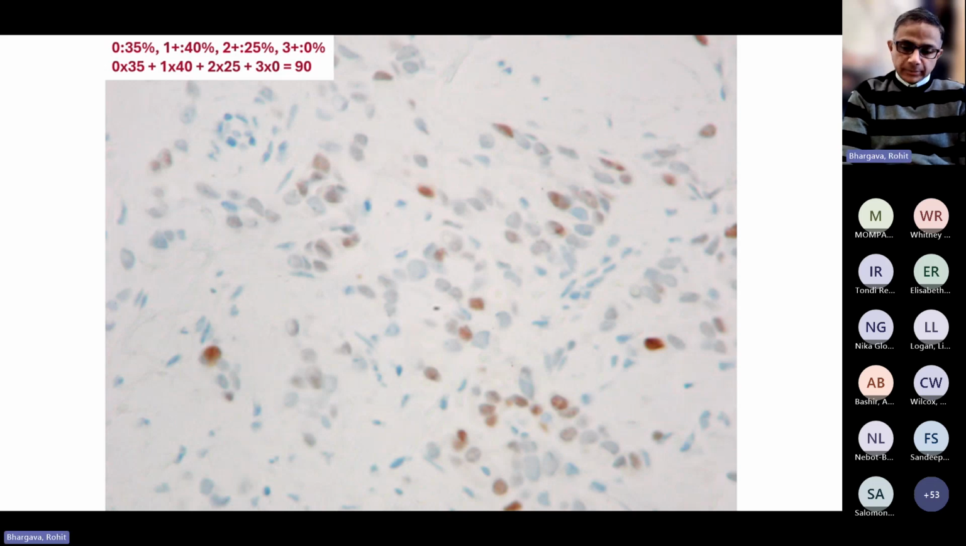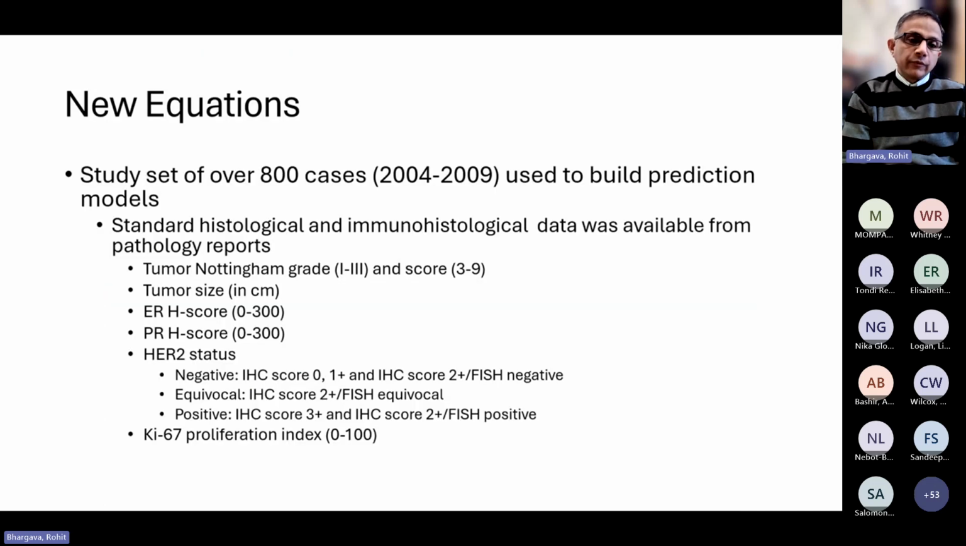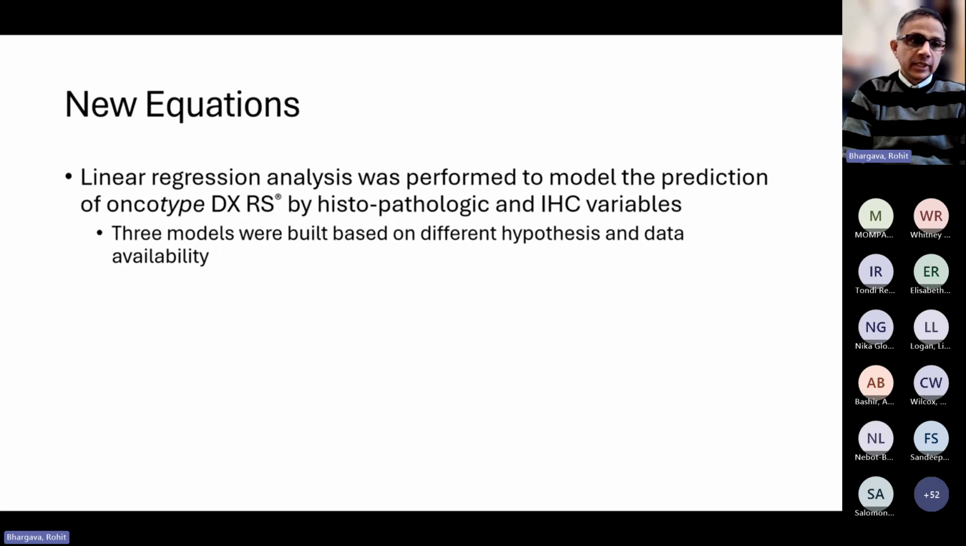So the initial study that we had was the original Magee equation. That was based only on 42 cases, but over time, we ended up sending a large number of cases from our institution for clinical testing. And we continued our QA program at the time and were able to collect over 800 cases and note down all the pathological parameters of these tumors, namely the tumor Nottingham score, tumor size, ER H-score, PR H-score, HER2 status, and Ki67 proliferation index.